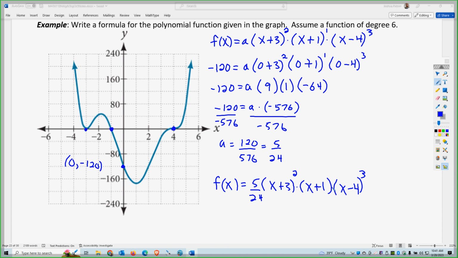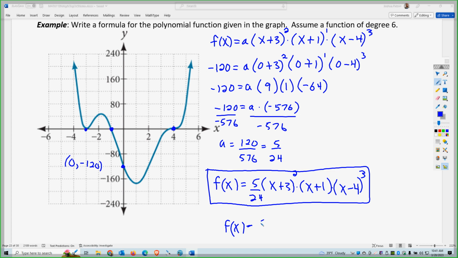Okay, you could spend the time to multiply it all out to general form, but it's not really necessary. Essentially, if you multiply it all out, you'd get f of x equals 5/24 x to the sixth power plus a bunch of terms afterwards, right? Because you have 2, 1, and 3 for the sixth power, which makes sense for this graph because the end behavior is both up. So a positive 5/24 and x to the sixth power would make sense for this.